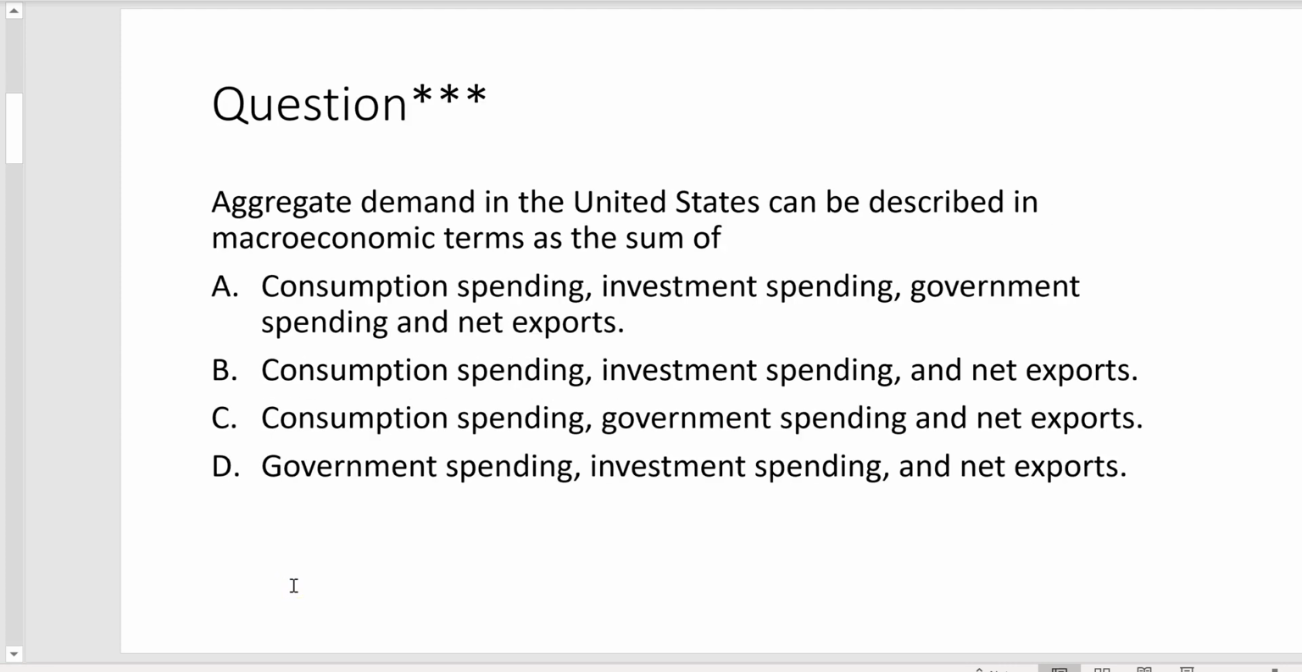All right, how about this one? Aggregate demand in the U.S. can be described in macroeconomic terms as the sum of, A says consumption spending, investment spending, government spending, and net exports. Yeah, that looks pretty good.